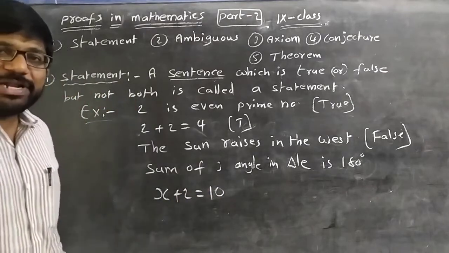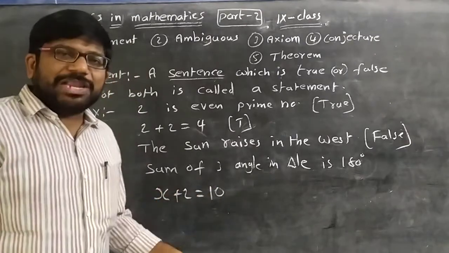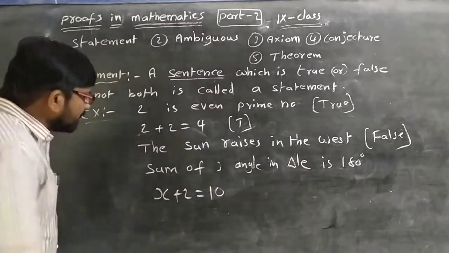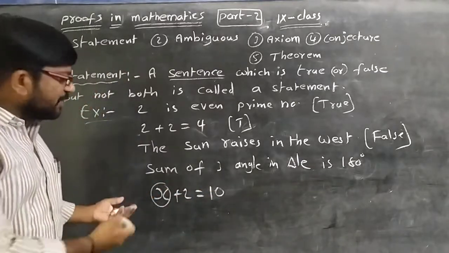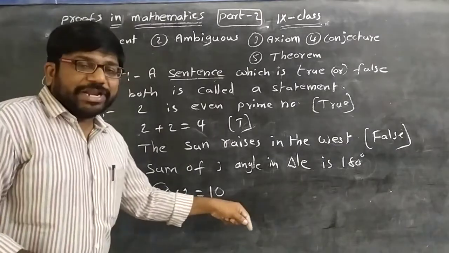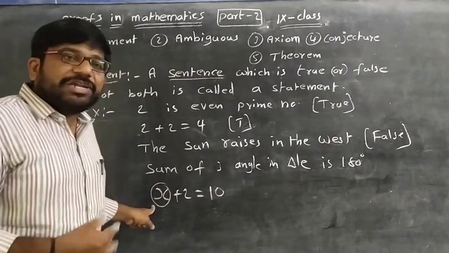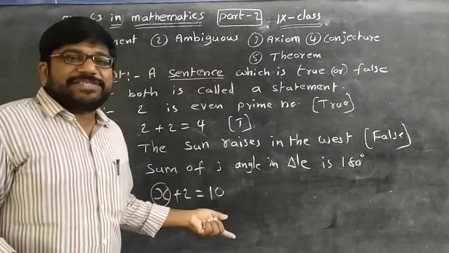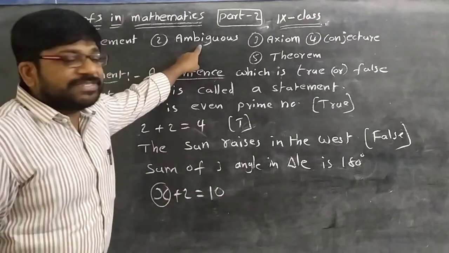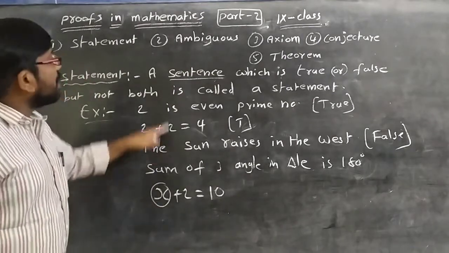Is it a statement? Observe carefully: x plus 2 is equal to 10. We don't know the x value. Is it true or false? We can't say, because x is a variable. So it is not clear. If x is equal to 8, then 8 plus 2 is equal to 10, so it is true. If x is not equal to 8, it is false. So x plus 2 is equal to 10 is ambiguous. We can't say whether it is true or false.